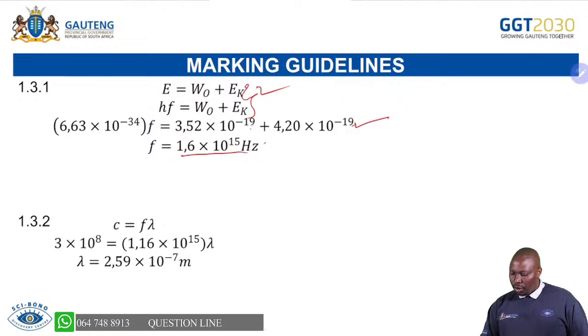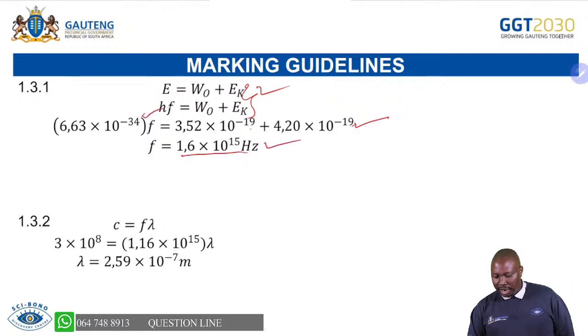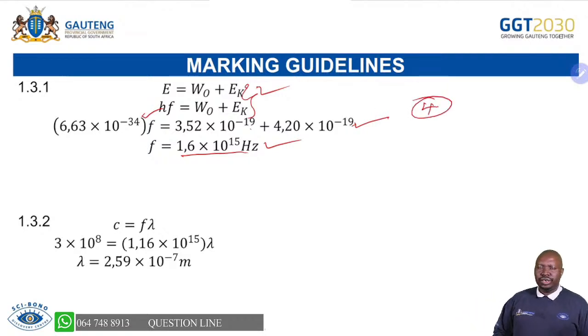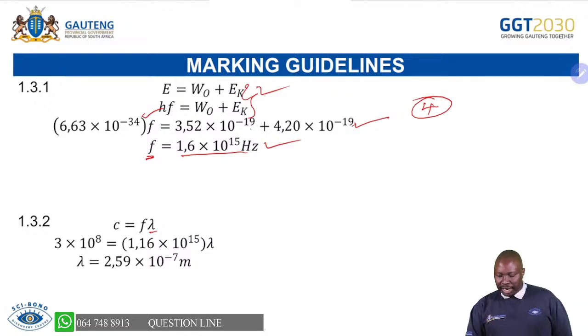You are able to get your answer there. So you can get your nice 4 marks there for that particular question. For the last question, now because you have frequency, you can be able to calculate the wavelength. C equals F lambda. You're able to write it as your equation. Then you get 1 mark for the equation.